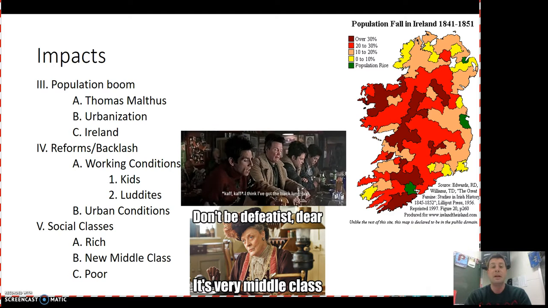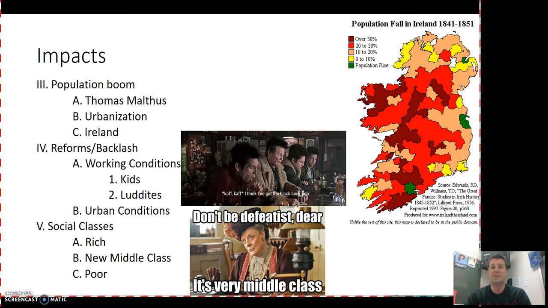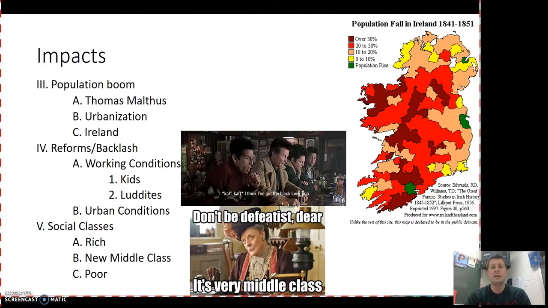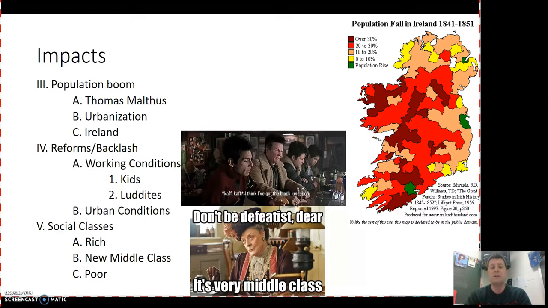The urban conditions themselves, this is where we start to see the development of slums in cities, areas where there's blight, there's even some low instances of plague in some different spots because of the conditions there. By and large, in terms of social classes, we see the rich get richer and we see a new middle class develop.